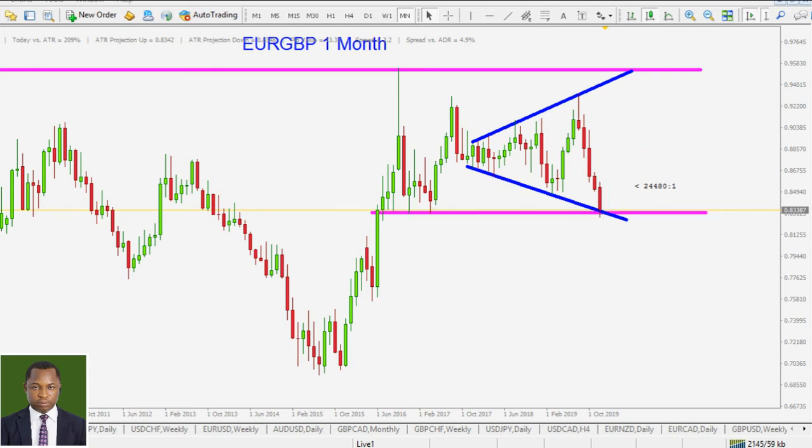As it is right now, based on this current price action, there is no sign of a reversal at this point. There is actually no sign. So we are still watching to see if we can get any form of reversal before we can trigger our entry, hopefully back to the upper boundary of that triangle.